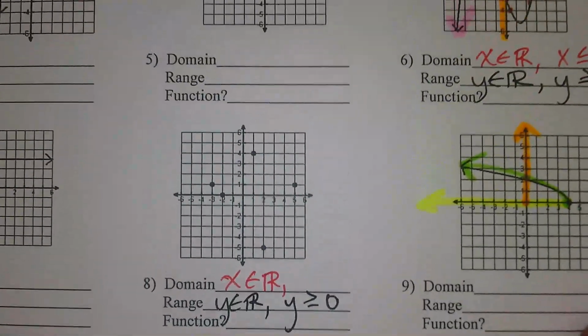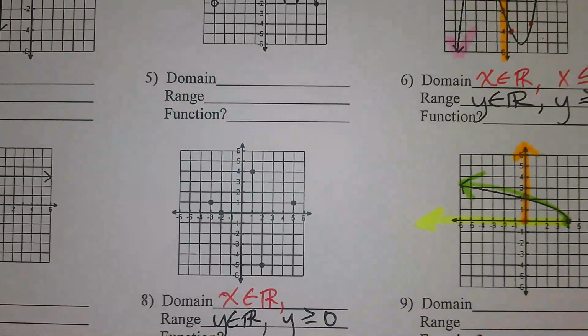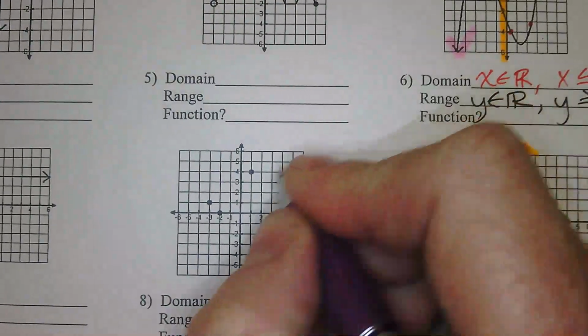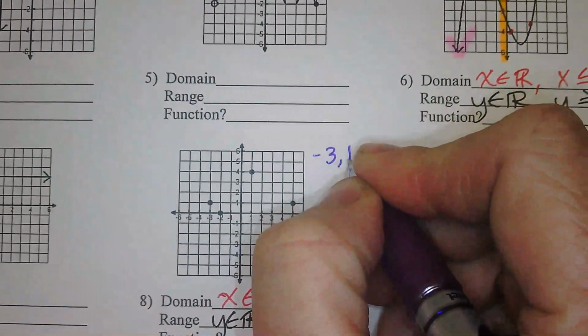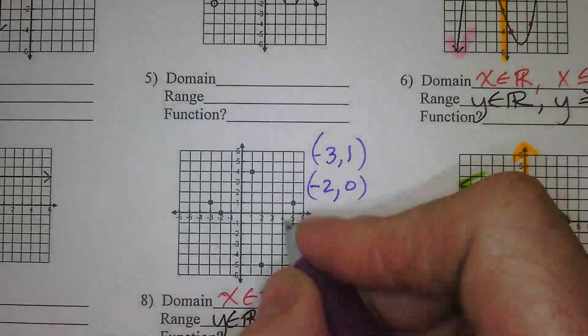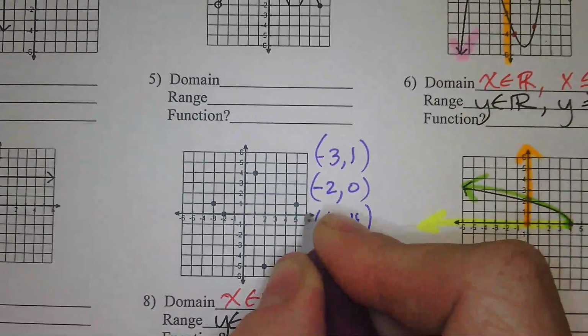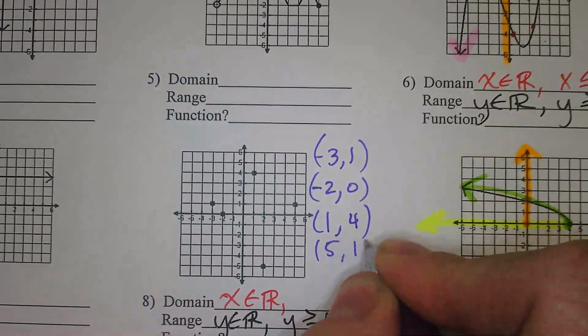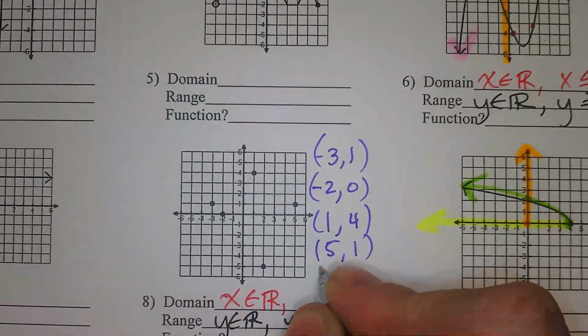I was going to take a look at the coordinates. The coordinates sometimes tend to be a little bit tricky until you really see what's going on. These are all just xy pairs. So this is -3, 1. This is -2, 0. This is 1, 4. This is 5, 1. And this is 2, -5.